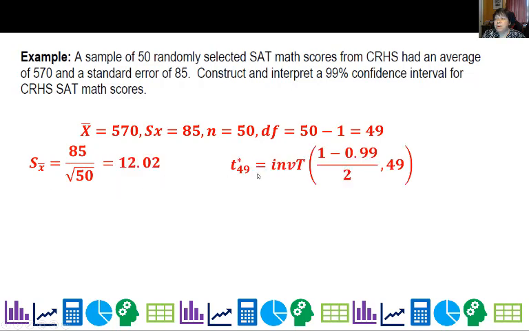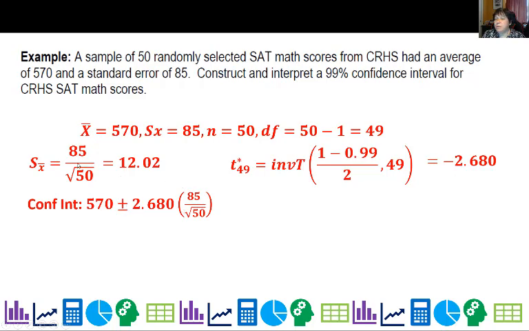I can find my critical value. There are 49 degrees of freedom because it's the sample size minus 1. So it's inverse t. I want 99% confident, so 1 minus 0.99 over 2 with 49. If I go ahead and construct my confidence interval, it's going to be my mean plus or minus 2.68, which is my t-value here. And it doesn't matter if I use positive or negative because I'm supposed to use both here anyways.